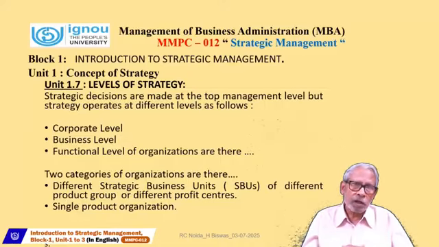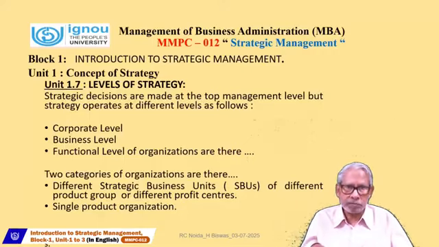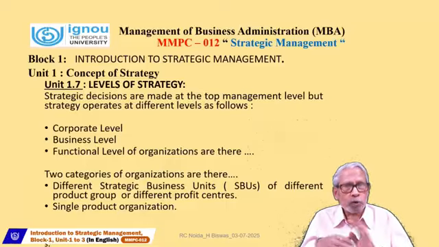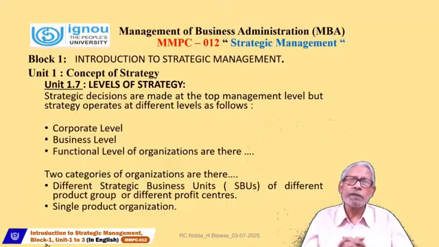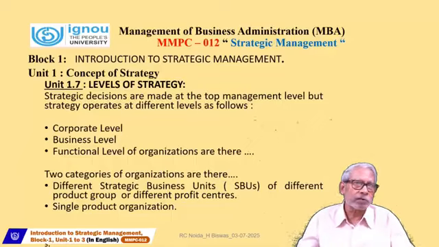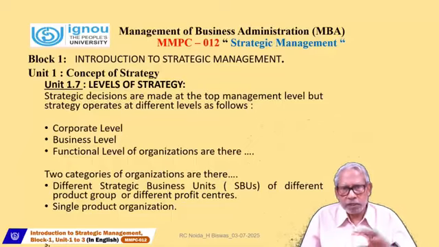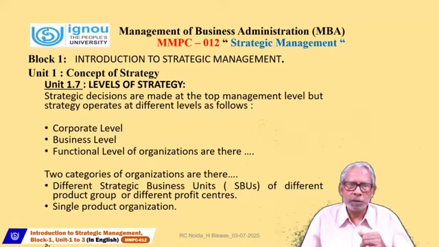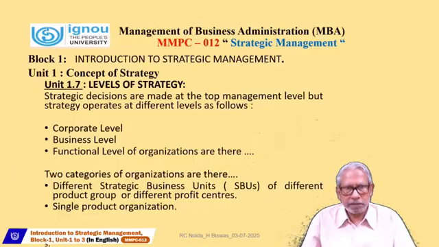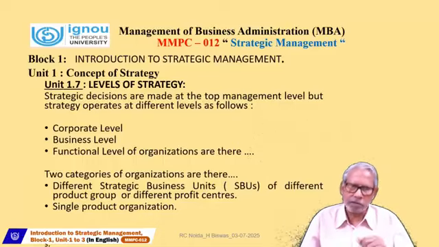But from the operational point of view, the strategy has different levels. They have to fulfill what the top management has decided, and it has to be implemented, so the other levels have to follow these things. That's why the levels have been defined as corporate level, business level, and functional level. So as we understand, strategy is required for all levels. There are 3 levels.